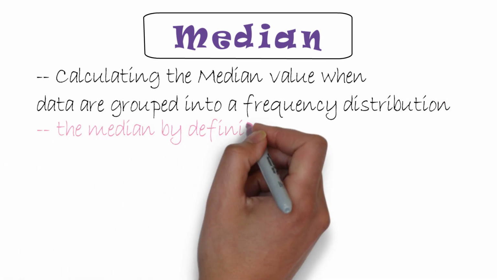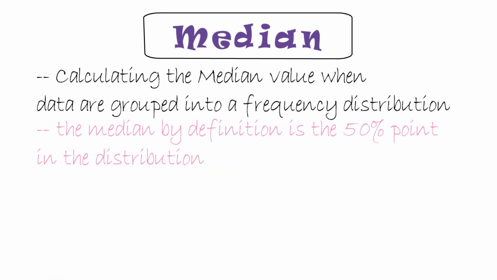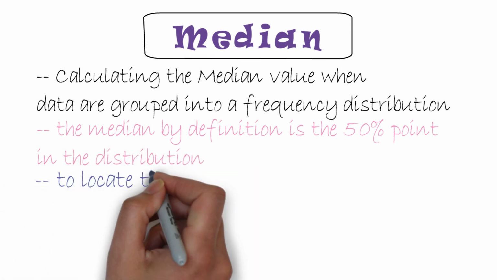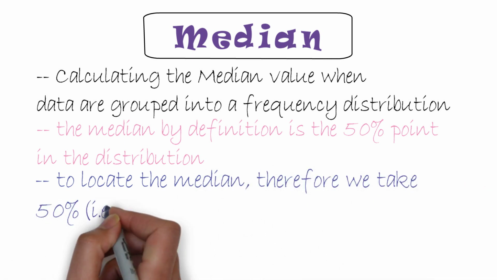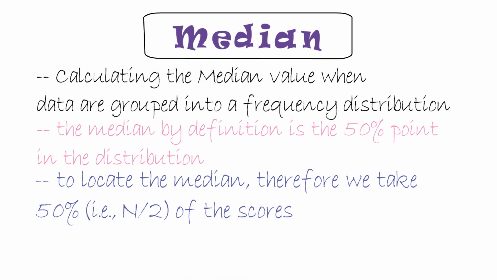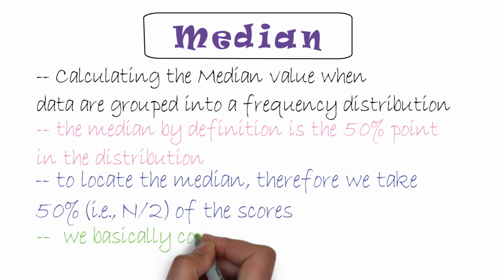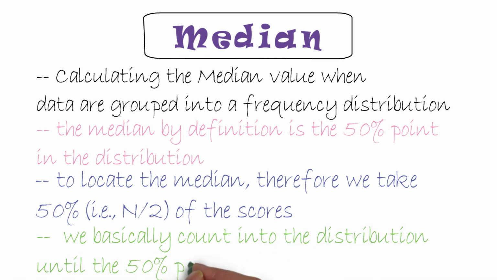The median by definition is the 50% point in the distribution. To locate the median, therefore, we take 50%, that is n by 2 of the scores. We basically count into the distribution until the 50% point is reached.